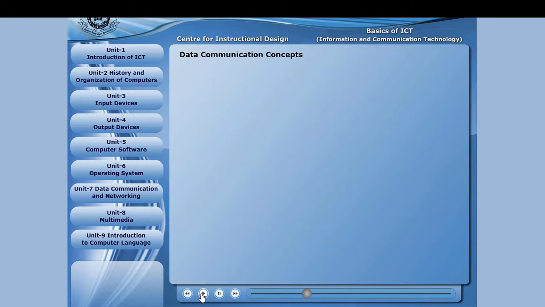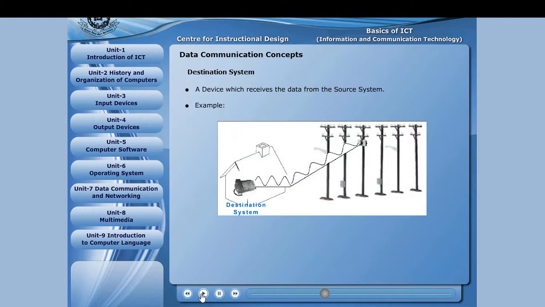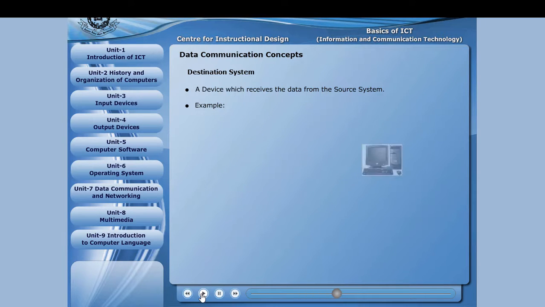The next system involved in the communication model is the destination system. A destination system is a device which receives the data from the source system. For example, a telephone serves as a destination system and it accepts voice which is transmitted by the source telephone. A computer serves as a destination system and accepts data which is sent by the other computers to it.